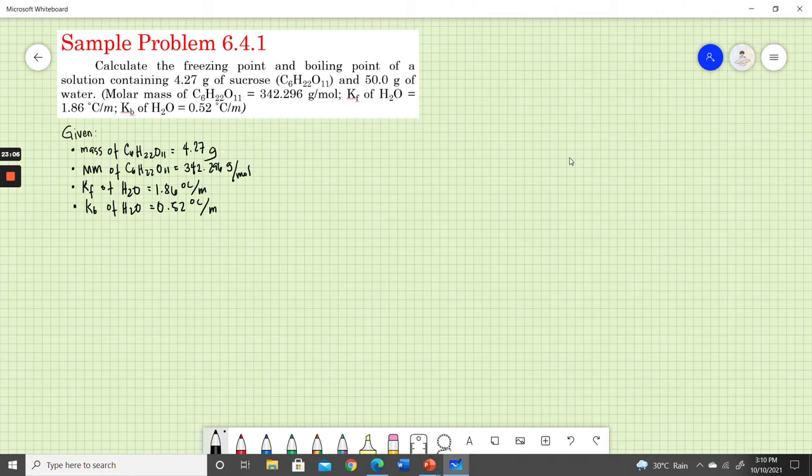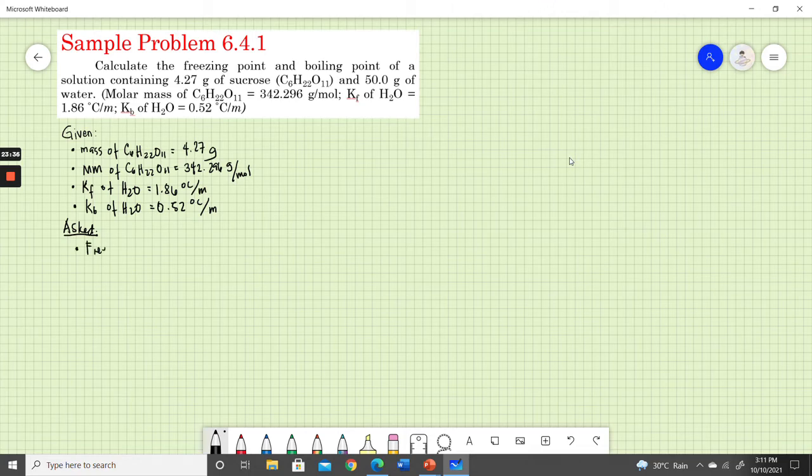So since this is a constant, this is never changing. So the Kf and the Kb of H2O will always be 1.86 degrees Celsius per molal and 0.52 degrees Celsius per molal respectively. This does not change. Okay. Next, what are they asking in this problem? So they're asking to calculate the freezing point.